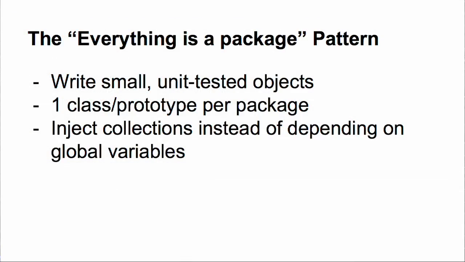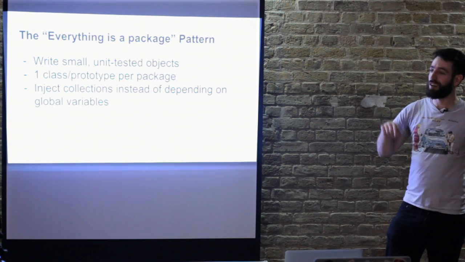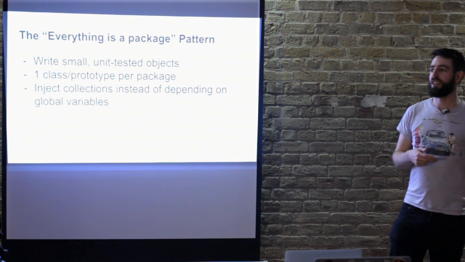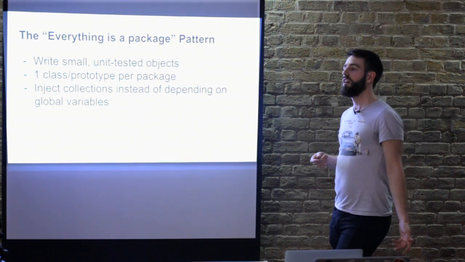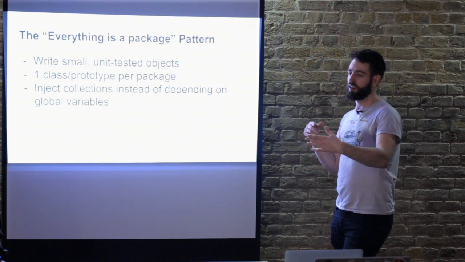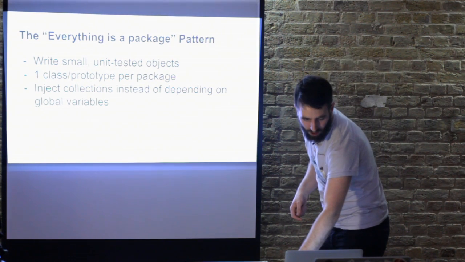Cool. So write small unit tested objects, have one class or prototype per package, and you can inject the collections instead of depending on global variables. Often in big Meteor apps, you might see collections as global variables, and that's a smell because then you've got all this spaghetti code. You don't know what might reference that. Whereas if you inject it within the constructor, it's much easier to have decoupled code.